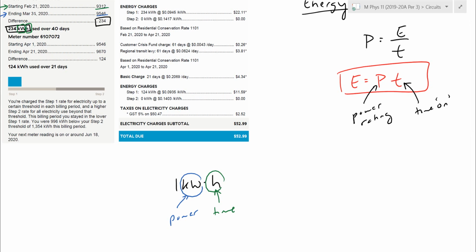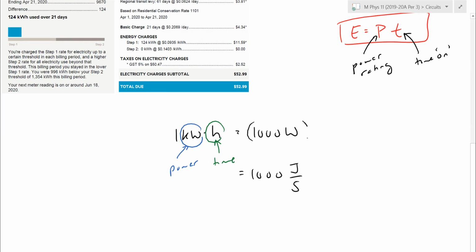So let's just track this here. 1 kilowatt is equal to 1,000 watts. We know 1,000 watts is actually 1,000 joules for every second. An hour, I know, so it's going to be that multiplied by 1 hour, right? That's what a kilowatt hour is. It's not per hour, be careful, it's multiplied.